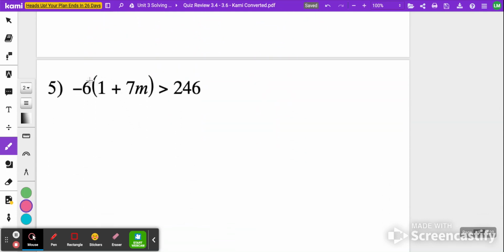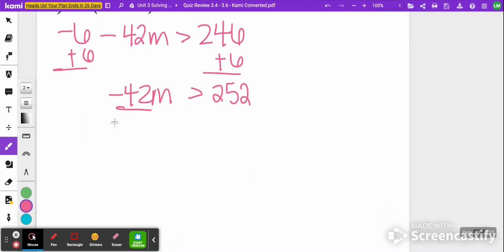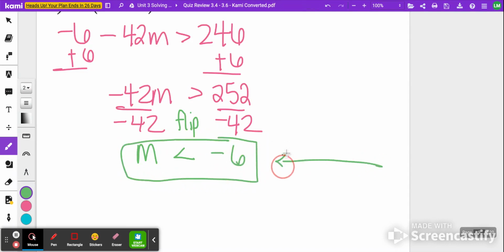Next up for number 5, again distributing. Negative 6 times 1 is negative 6, and negative 6 times 7m is a negative 42m, minus 6 is greater than 246. I'm going to add 6 to both sides. So I get negative 42m is greater than 252. Then I'm going to divide both sides by negative 42. Because I'm dividing both sides by a negative 42, I do need to flip this inequality symbol. So I get m is less than 252 divided by negative 42 is negative 6. To graph this one, that would show just an open circle above the negative 6 pointing left.